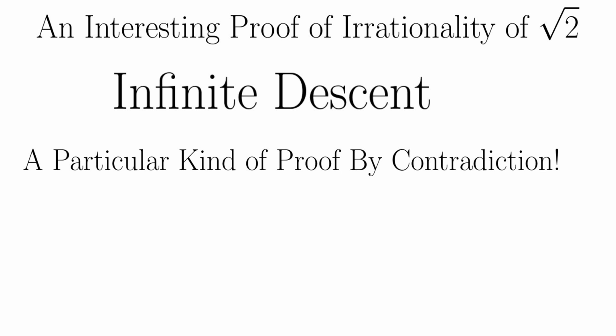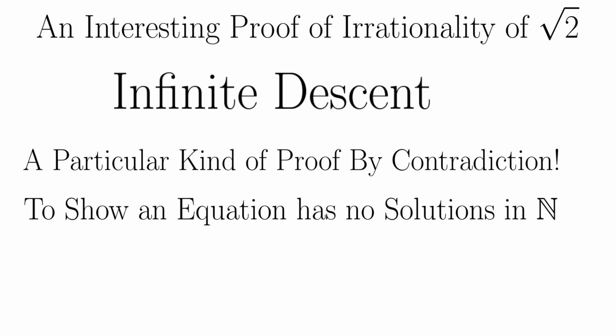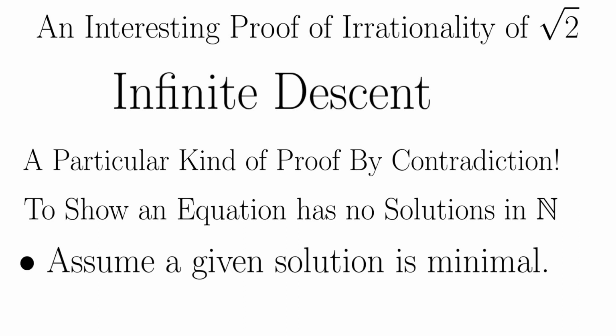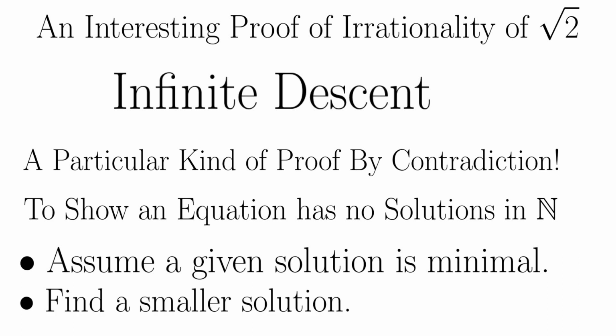Imagine you want to show that an equation does not have any solutions over positive integers. The way you deal with that is you assume there's an integer, and then you assume that certain solution is the smallest solution of that equation, and then you find another solution which is smaller than your given solution, and that leads to a contradiction. So that's the idea of infinite descent. So how do we use that in proving irrationality of square root of 2?